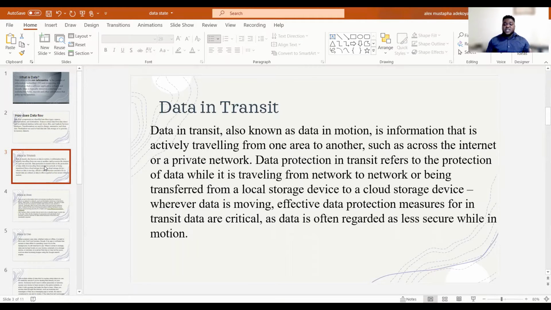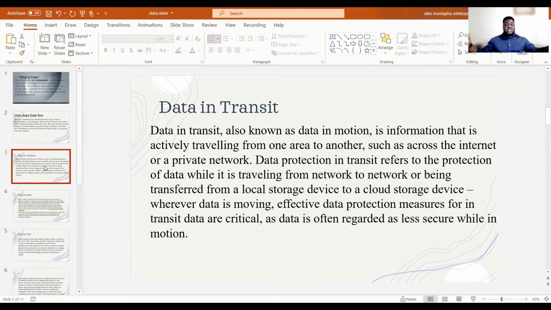Whether data is moving or not, effective data protection measures for in-transit data are critical, as data is often regarded as less secure while in motion. Basically, what is that trying to tell us? Meaning, while data is being transmitted from one network to the other network, it is called data in transit. That means data moving from one particular network to another network, or from one computer to another computer, that is data in transit.